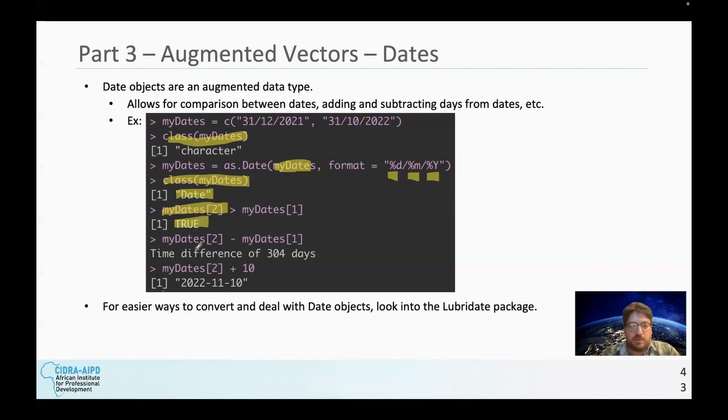We can subtract the two dates. So I can take the second date and subtract the first date, and it tells me that the difference is 304 days. Or I can take the second date and add 10 days, and it tells me that 10 days after October 31st, 2022 will be November 10th, 2022. If you're dealing with dates a lot, I suggest you look into a package called lubridate, which makes it easier to deal with date objects.